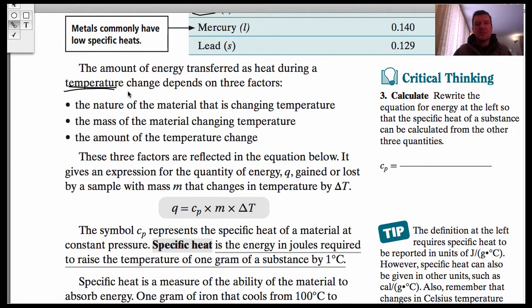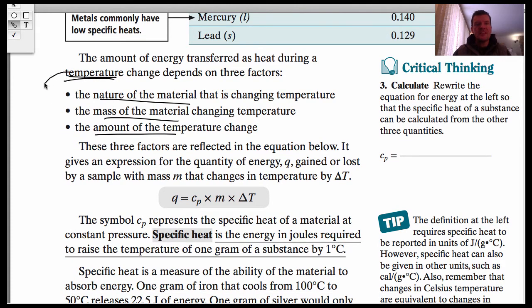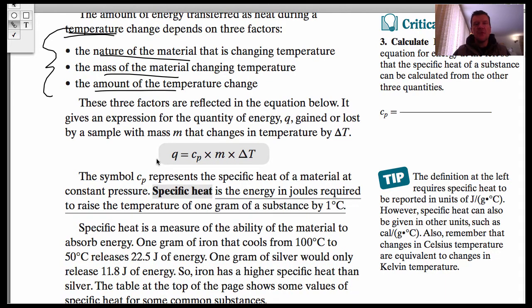These temperature changes depend on what? The nature of the material, the mass of it, and the amount of the temperature change. So we have a formula. If we take these things into consideration, then we have a formula. Okay, and here is a very important formula that we're going to be using in order to find out the amount of heat that is exchanged or transferred. Here are the values that go into that. Q is going to represent energy, heat energy, gained or lost. That is Q. Q is going to be heat.